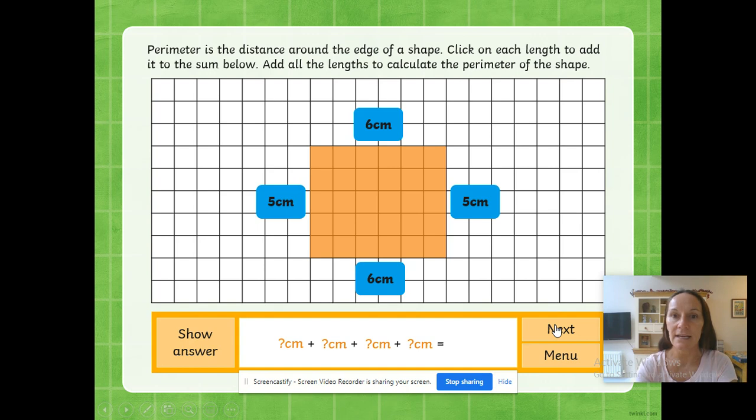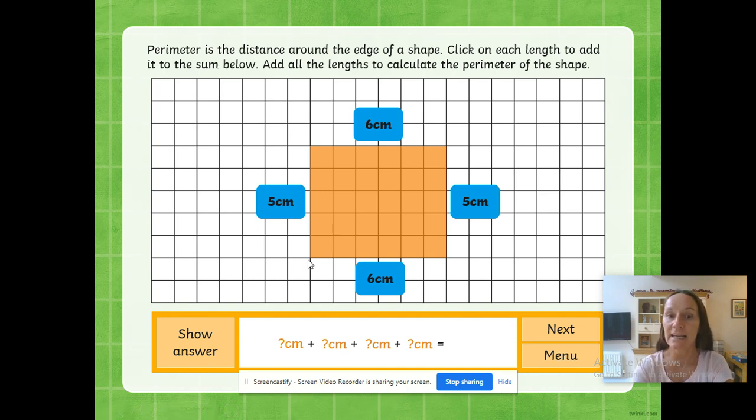Now this one here is asking for perimeter. Now the difference between area and perimeter is area is the amount of space inside the shape, but perimeter is the distance around the shape. So imagine if this was a football field and you were going to walk around the edges. So you can walk from there up to there, all the way around, just like the football field at school.